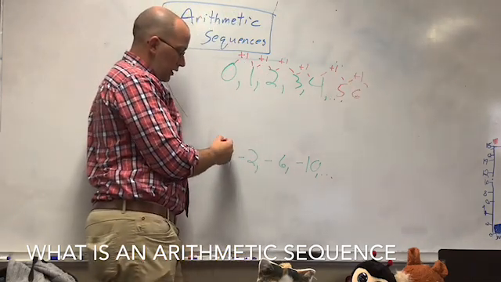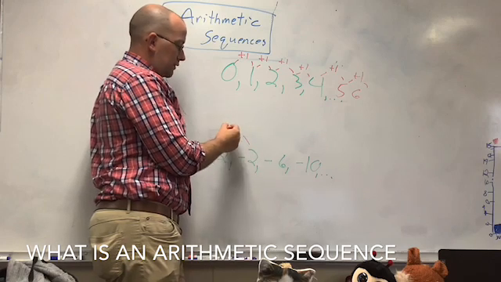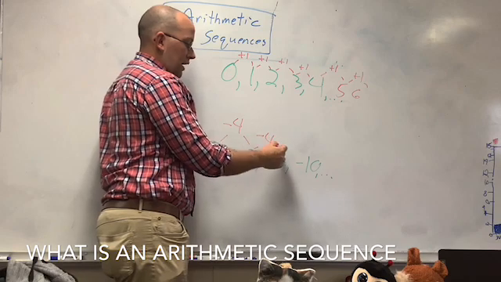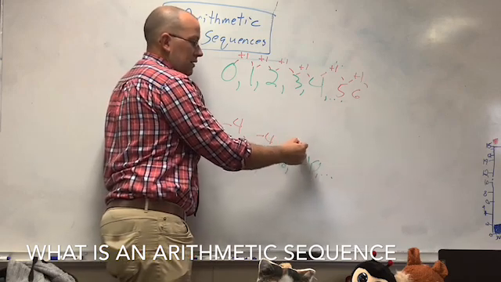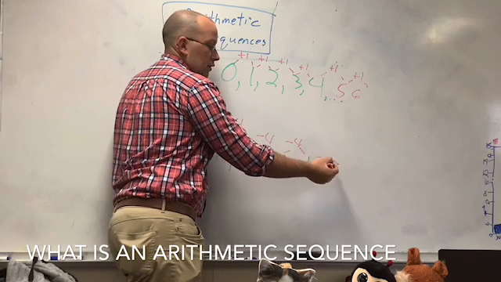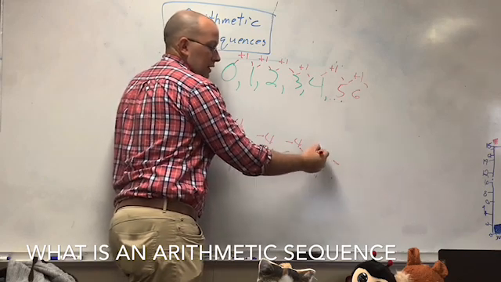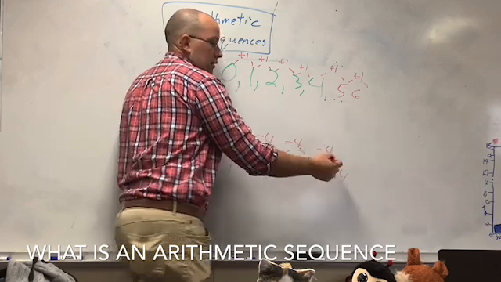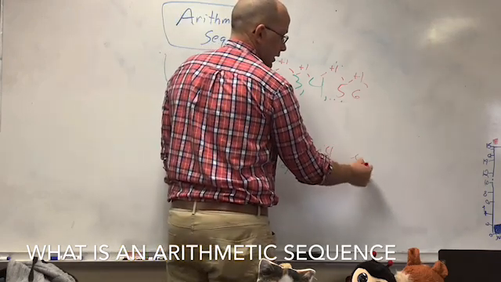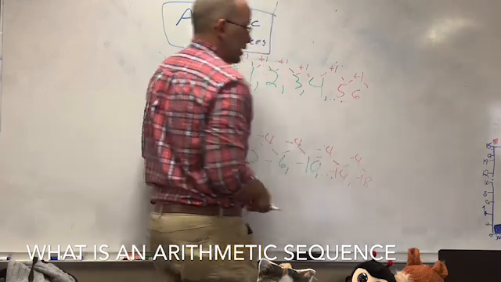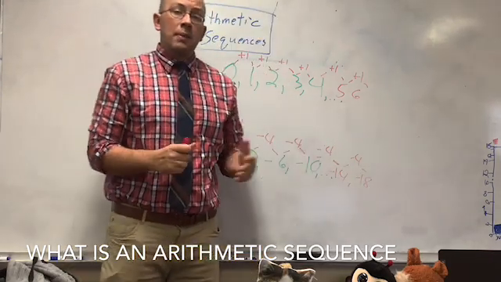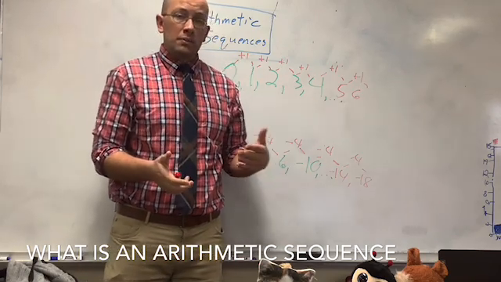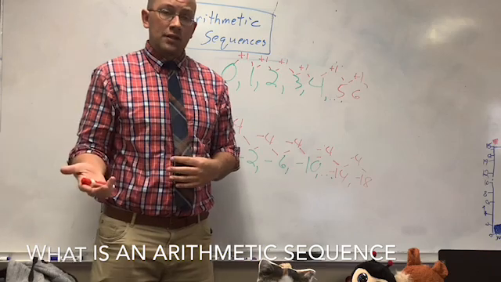Here's another example. I go from 2 to negative 2, so that's subtracting 4. Negative 2 to negative 6, subtract 4. Negative 6 to negative 10, subtract 4. So what's my next term? Subtract 4 from negative 10, get negative 14. Subtract 4 again, get negative 18. So that's what a sequence is. All it is a pattern of numbers. In this case, the arithmetic sequence is a pattern of numbers where you add or subtract a common difference.